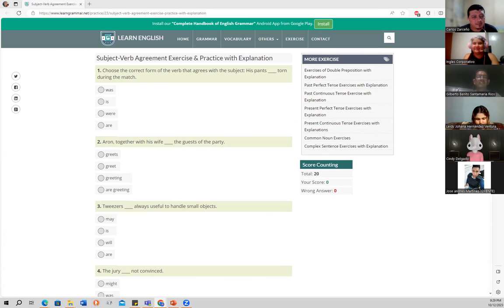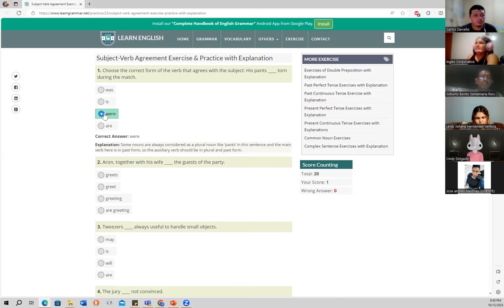Okay, number one, choose the correct form of the verb that agrees with the subject. His pants is torn during the match. Torn during the match. His correct use is, because this is singular. His pants. Okay, teaching this. Are torn. So in that case will be? Are or were? Because identify if they are speaking about present or past. Past is were. Were, okay. Good, it's correct. Thank you so much, Carlos.